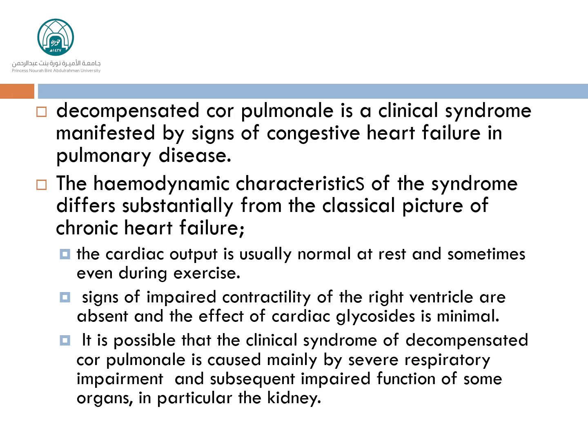Decompensated cor pulmonale is a clinical syndrome manifested by the signs of congestive heart failure in pulmonary disease. The hemodynamic characteristics of the syndrome differ substantially from the classical picture of chronic heart failure. These are just the characteristics of the disease. The cardiac output is usually normal at rest, and sometimes even during exercise. Signs of impaired contractility of the right ventricle are absent, and the effect of cardiac glycosides is minimal.